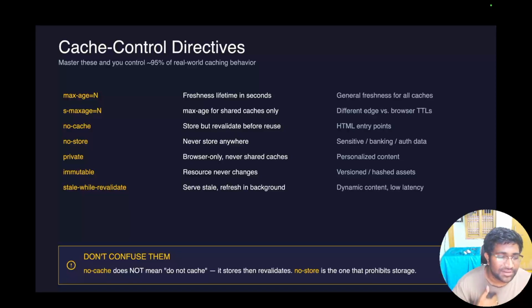Last one, this is my personal favorite for anything dynamic content. Stale while revalidate. Here is the idea. When the cached response goes stale, instead of blocking the user while fetching a fresh copy, you serve the old one immediately, zero latency basically, and refresh it in the background. The next user gets a fresh version. It's a massive win for perceived performance on things like newsfeeds, product listings, or dashboards.